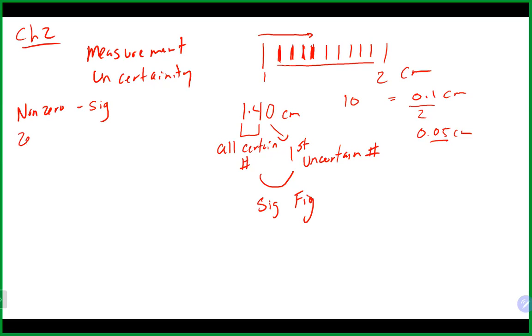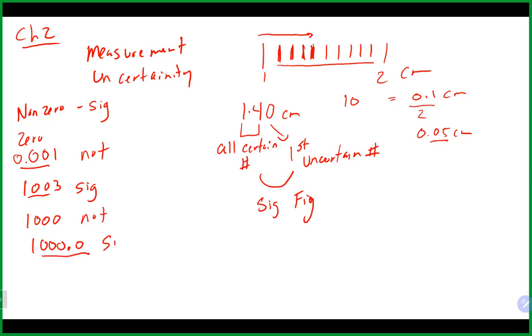Zeros in terms of leading zeros are not significant. Zeros that are trapped between two numbers are significant, and zeros at the end may or may not be significant. In this case, not significant. But if you put a decimal point there, for example, now all these guys are significant. So it is that decimal point in the number that makes any zero at the end significant.